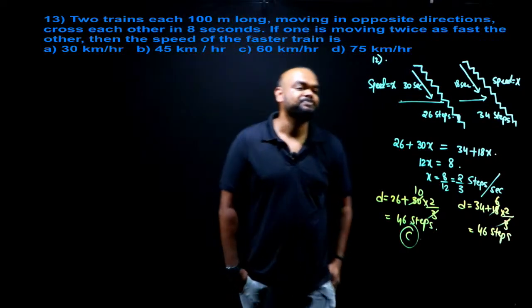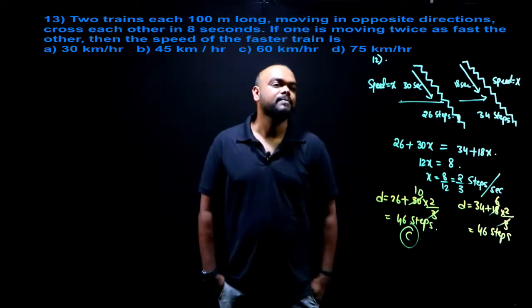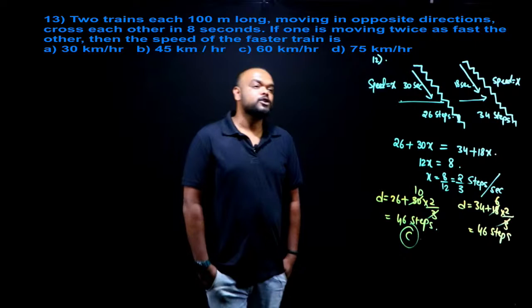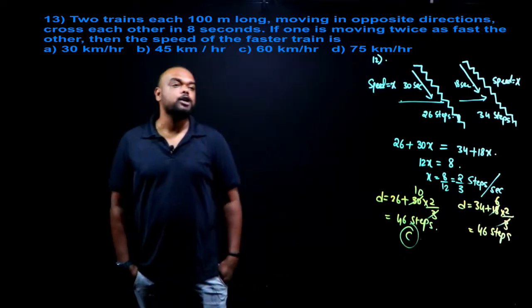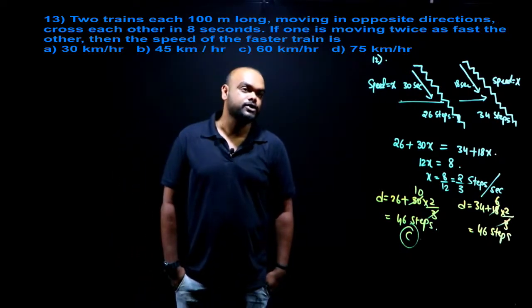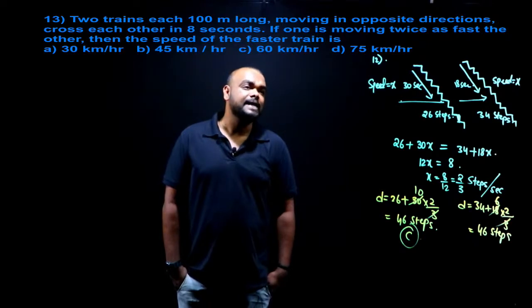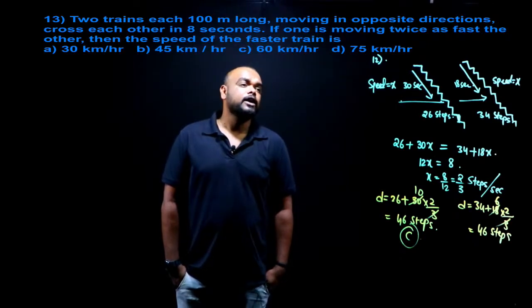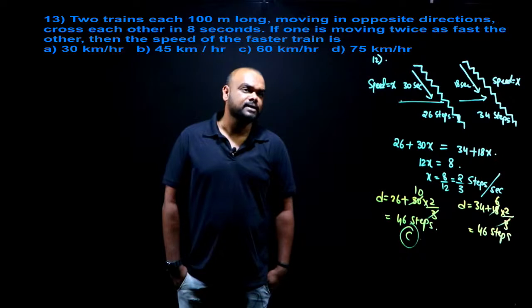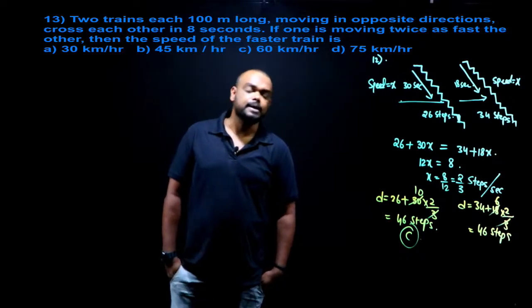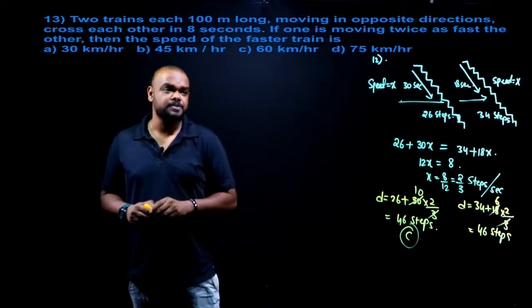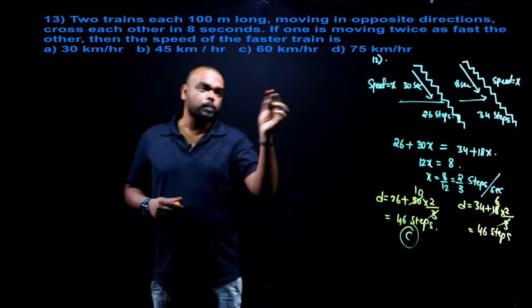Question number 13. What does it say? Two trains, each 100 meters long, moving in opposite directions, cross each other in 8 seconds. If one is moving twice as fast as the other, then the speed of the faster train is. Acha. The problem is based on trains. Observe here, the two trains are moving in opposite directions.